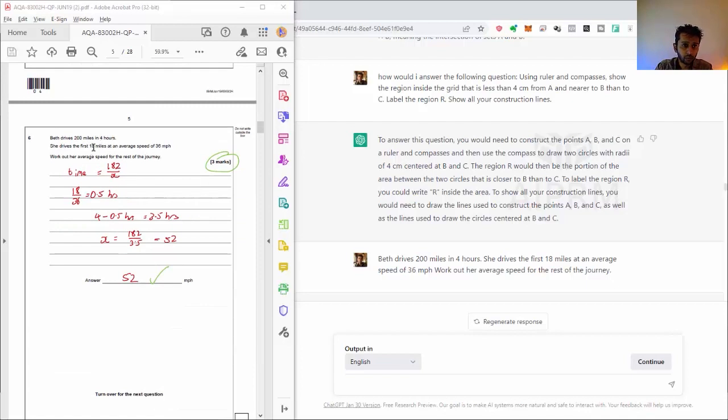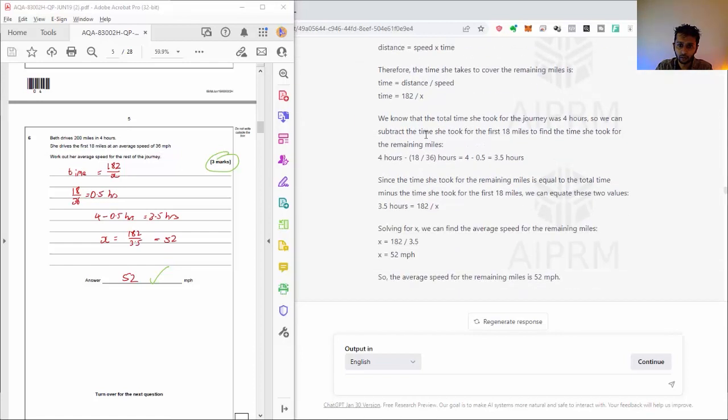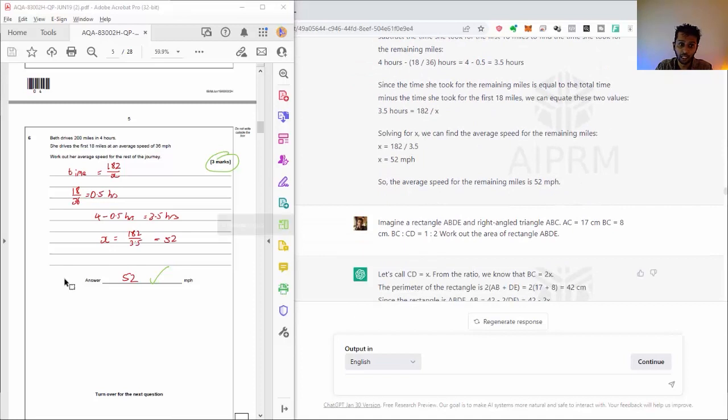Then it did really well on this one. So Beth drives 200 miles in 4 hours, and I just plugged that information in, and it even gave me the whole working out, and it came to a final answer of 52 miles per hour, which is fully correct, so 3 marks.